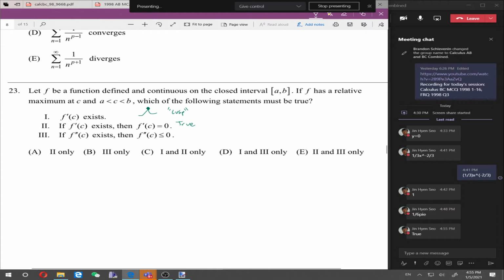Okay, for number 3, if the second derivative exists, then the second derivative must be less than or equal to 0. Eric, what do you think? True. Okay, this is true as well. Can you tell me why? Or what part of this told you that this is true? Because it's a maximum and Perfect. If we have a relative maximum and our second derivative exists, then that relative maximum should be concave down.